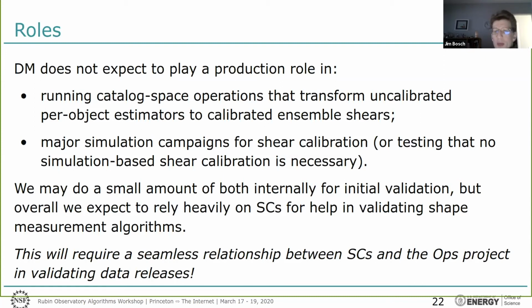We may do a small amount of both of these internally for initial validation, but I think we expect to rely very heavily on the science collaborations in practice, especially DESC, for help in validating shape measurement algorithms. And I think this will require a really seamless relationship between the science collaborations, again, especially DESC, and the ops project in validating data releases. And we need to make sure that we are not prohibited from doing what's scientifically necessary by having organizational boundaries between those groups.